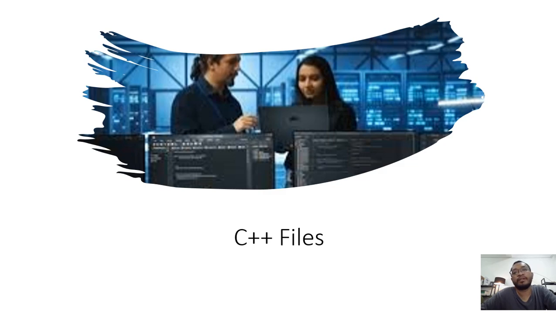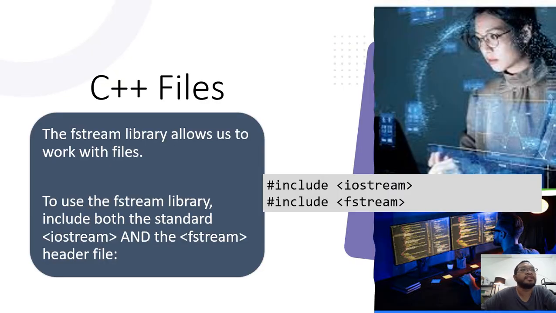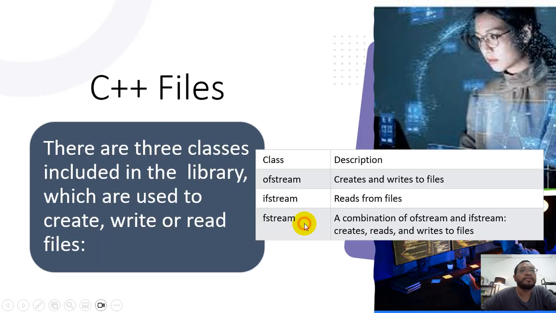And C++ files. If you want to create a file using C++, you can use all the coding that has been provided. Include iostream and include fstream. So these are the classes that you can use: ofstream, ifstream, and fstream. Ofstream to create and write to file, ifstream to read from file. Fstream is a combination of ofstream and ifstream to create, read, and write to file.